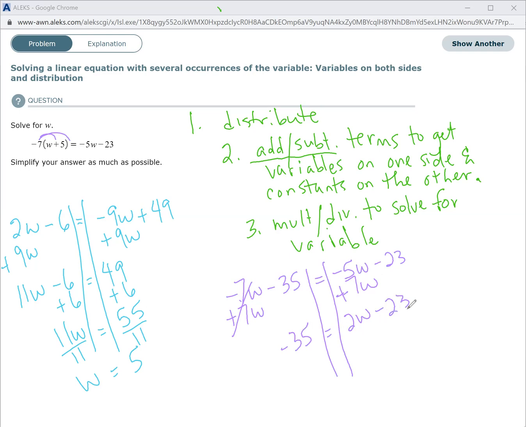And I still need to get rid of this minus 23, so I'm going to add that to both sides. And I'm left with -12 equals 2w. And then I do the last step, which is divide by 2, and w equals -6. Okay, that's how you do that topic. I hope it helps you out. And that's the end of the lesson.